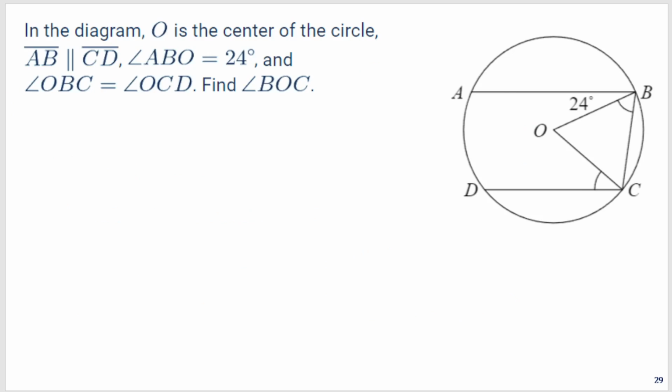Okay, consider this question here. In the diagram, O is the center of the circle, and segment AB is parallel with segment CD. So let's indicate this using these two little marks here. Angle ABO is 24 degrees, and angle OBC equals angle OCD. Can you find angle BOC?